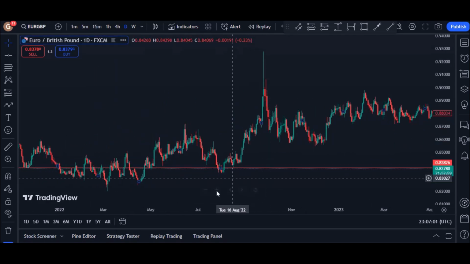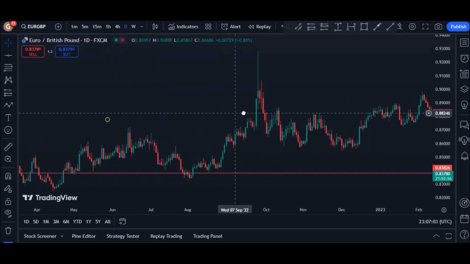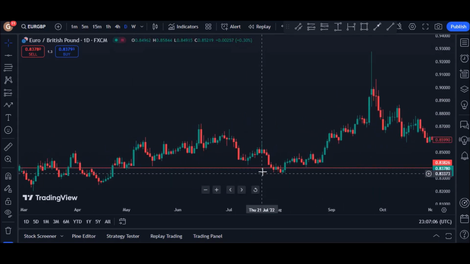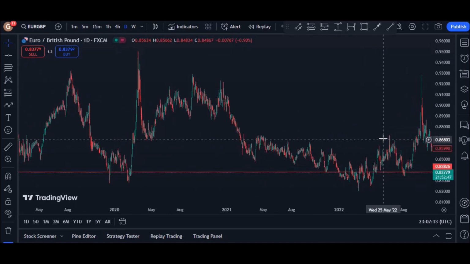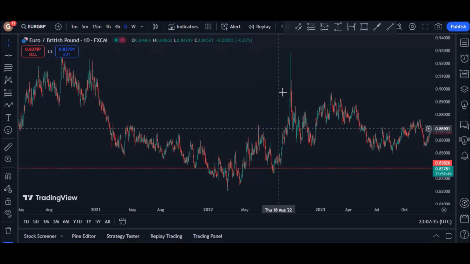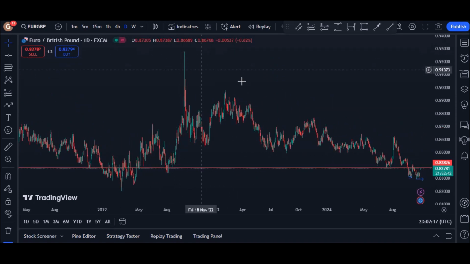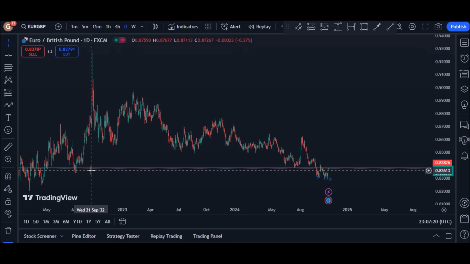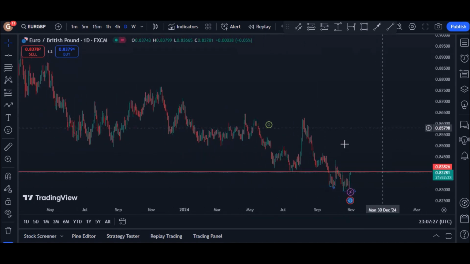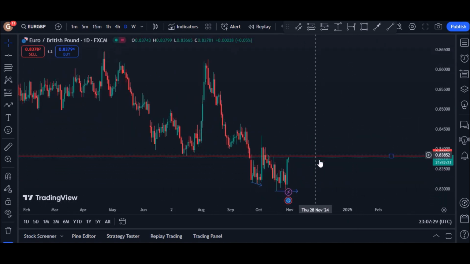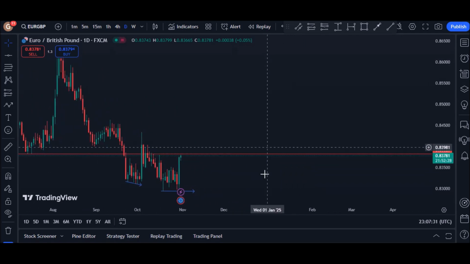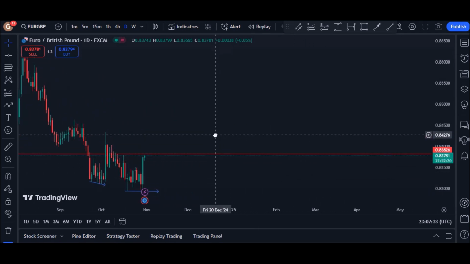So you can see this daily order block, demand zone here, that broke the previous resistance, that is this one, and made a new high. And that zone has not been tested. So price came here and then formed a double bottom on the daily time frame.